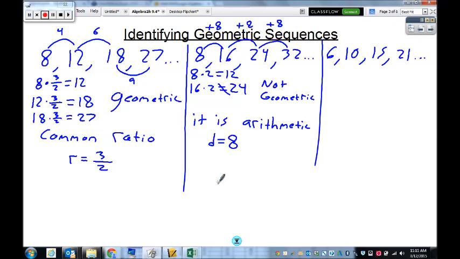Let's try the next one. We'll do arithmetic first. If it's arithmetic, well, from 6 to 10 is 4, 10 to 15 is 5, 15 to 21 is 6. So, not arithmetic.